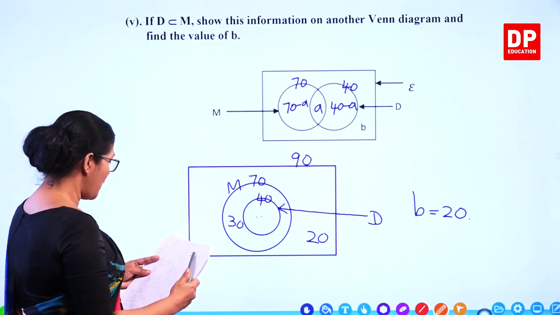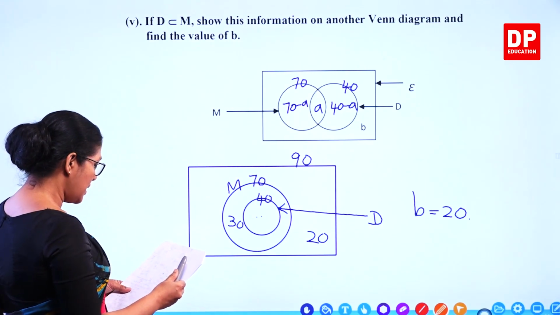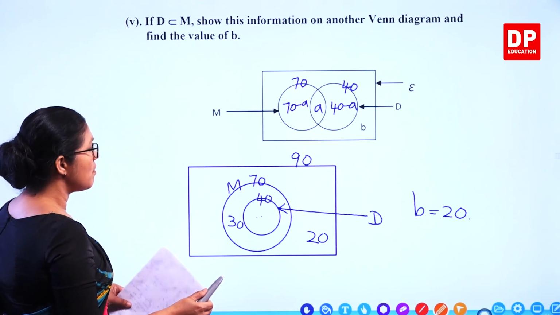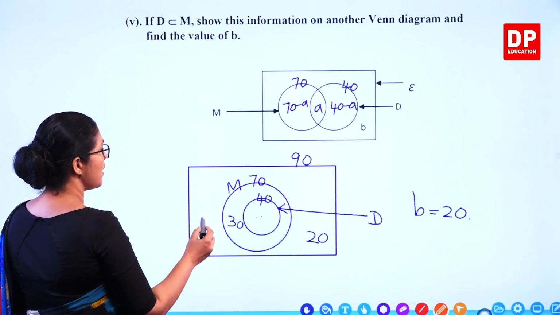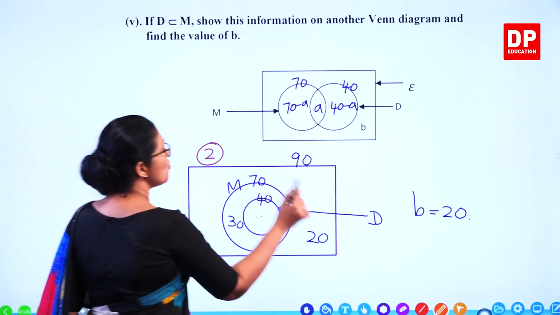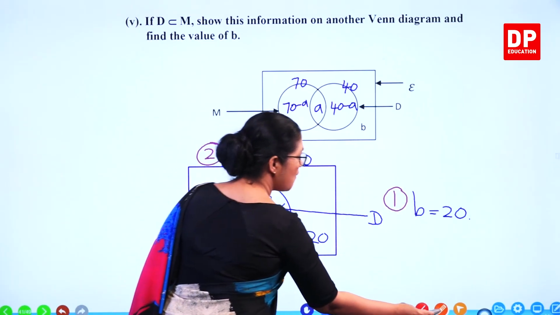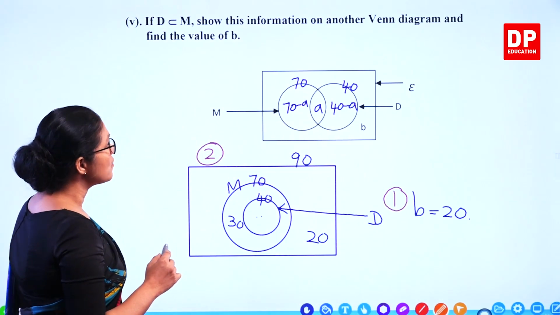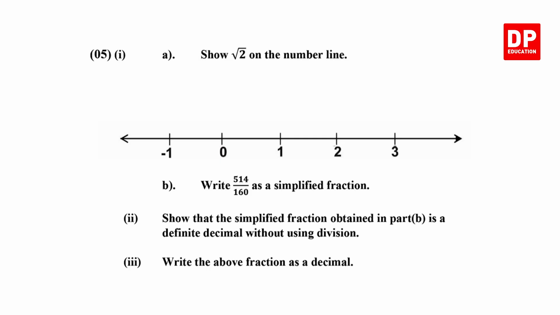So how many marks for that? You are getting 3 marks for the diagram and finding the value. Altogether 3 marks, 2 and 1. So we gave 10 marks for the whole question. Let's do the last question in paper 1.